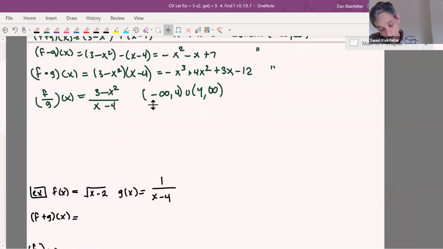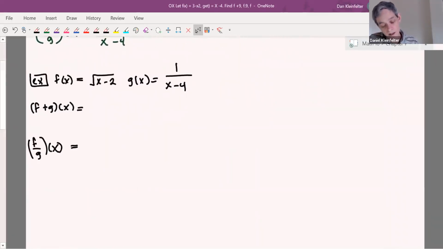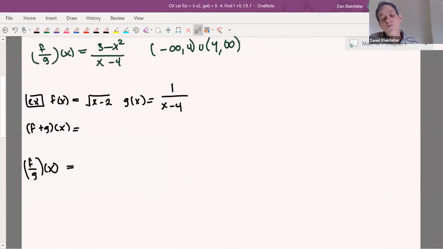All right, so another example. Here we have a different f and g, of course. f will be the square root of x minus 2. g will be 1 over x minus 4. So first of all, let's note f's domain. We have a square root here. We always want to make sure we're taking the square root of a non-negative number. So we need x to be at least 2. So it will be 2 to infinity. For g, again, we can't let x be 4.